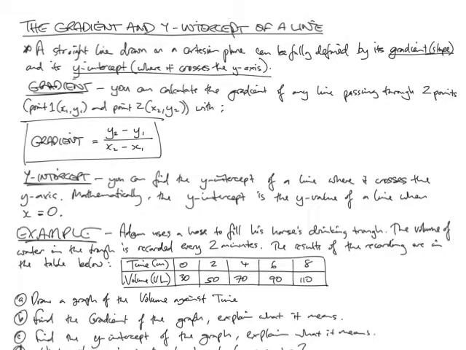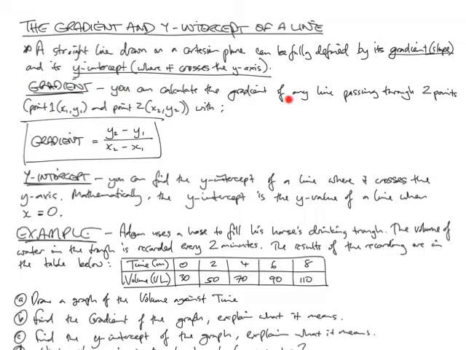So a straight line that's drawn on a Cartesian plane, which is just one of those grids with axes, can be fully defined by its gradient, the slope of the line, and its y-intercept, wherever it crosses the y-axis. So let's have a look at the gradient to start off with.